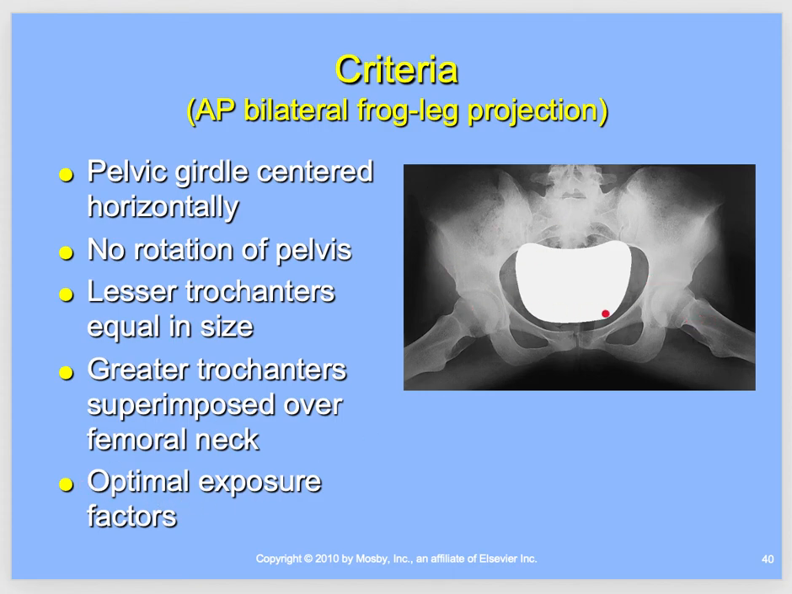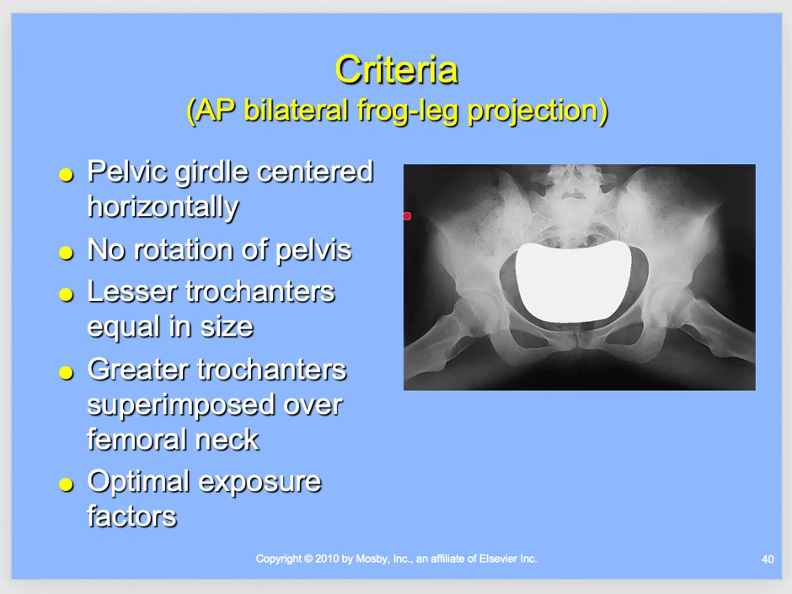You've got the gonadal shield. So this is optimal. So keep in mind, like I said, you may not shield. More than likely, you're not going to shield for frog legs. And then also more than likely, on adult patients, you're not going to do bilaterals on one image. You're going to do individuals. You're going to do a right frog leg and then a left frog leg.